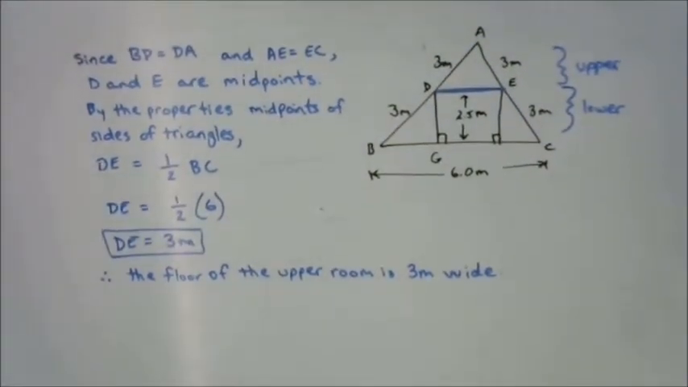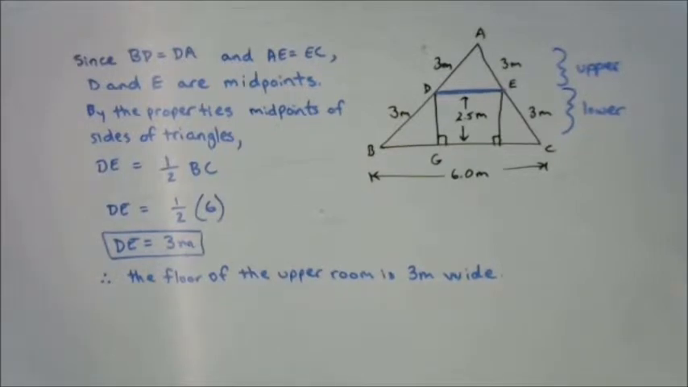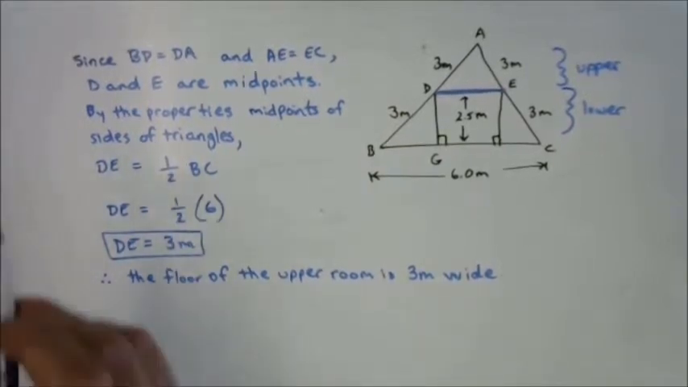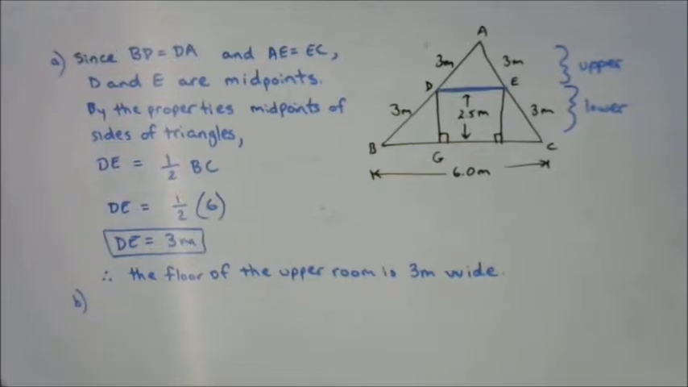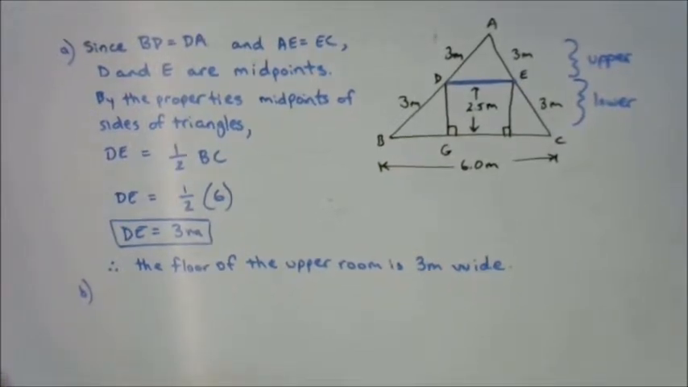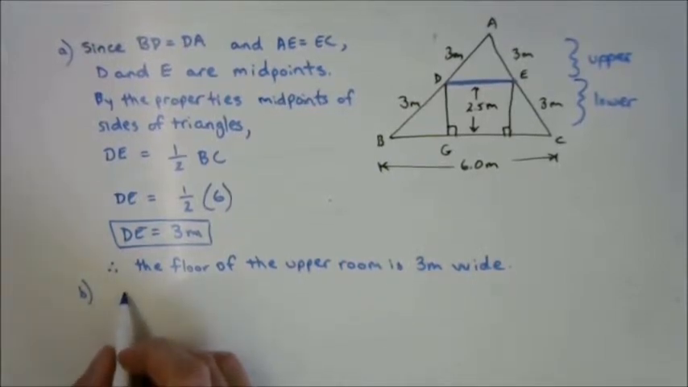All right, B. That was not too bad, okay? B says find the height of the upper room. Okay, so this was A. Now we're on B. Find the height of the upper room. We already did that on our diagram. We thought through it. And now we're just going to show using properties. Okay? Ready? We did it the same way.